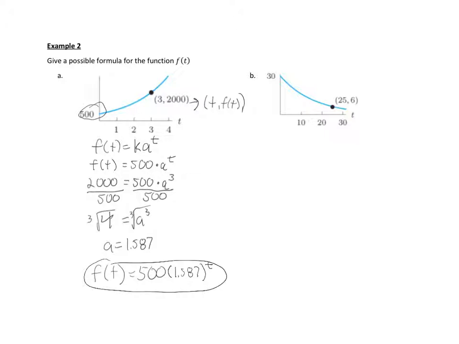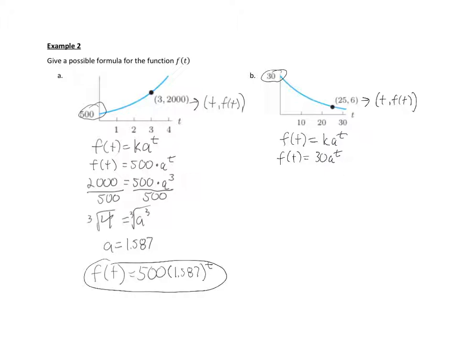All right, here on the right for b, we should be expecting a to be a value less than 1. And again, we're trying to write some f of t. So f of t equals k a to the t. Here, our initial value is 30. So f of t equals 30 a to the t. Similar to what we did before, we're going to use the fact that this is a point. This is a t, comma, f of t. And we're going to plug that in and work backwards to find a.